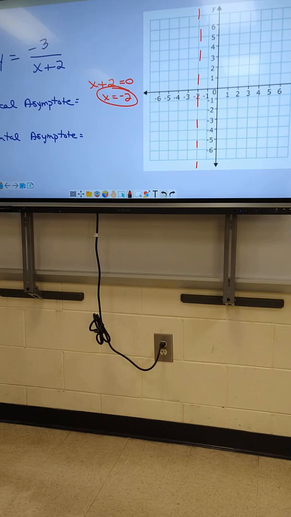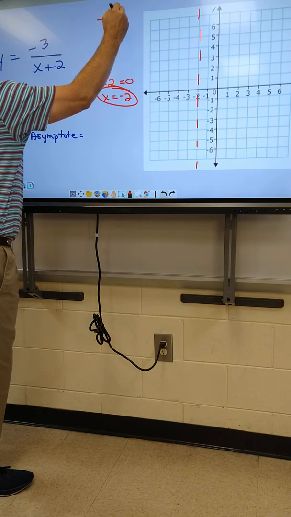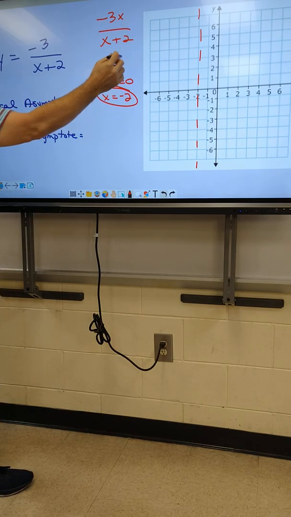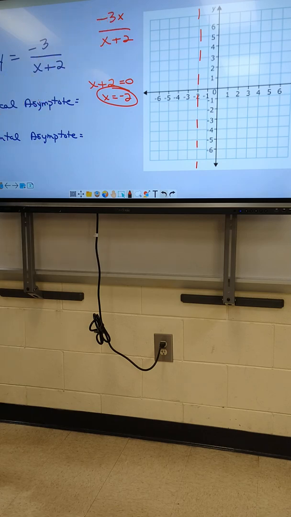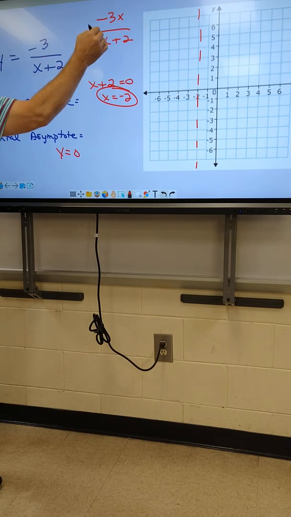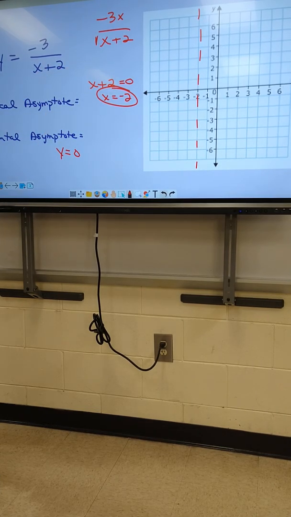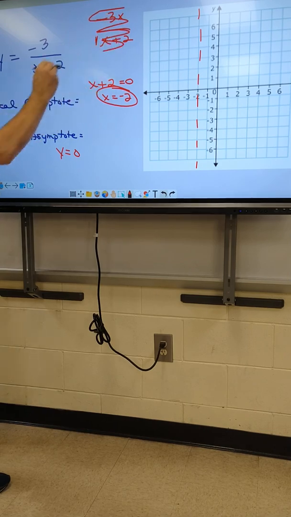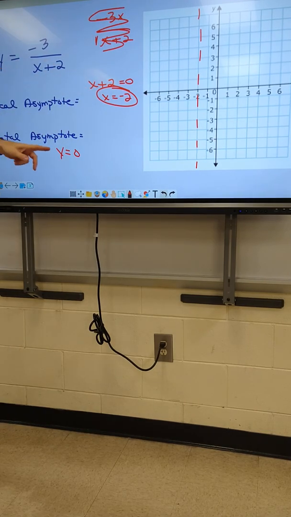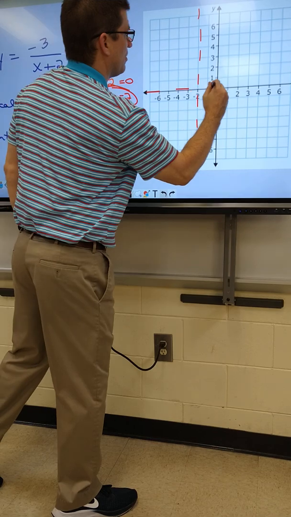On the horizontal, here's the deal. It's either going to look like this, where one's got an X on top and bottom, or it's going to look like this, where you only have an X on the bottom. If you only have an X on the bottom, it's automatically Y equals 0. Just write it down and go to the next one. If it's like this, where they both have an X, you would do negative 3 divided by 1. You would divide the numbers in front of the X. So it's going to be one way or the other. This time we had an X on the bottom and not the top, so it's Y equals 0.